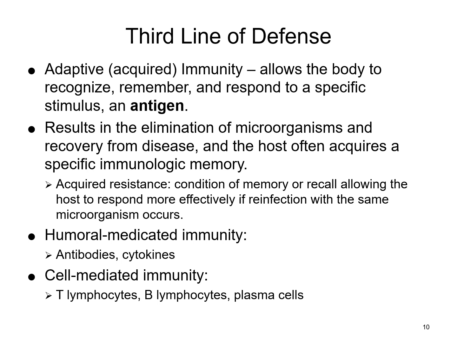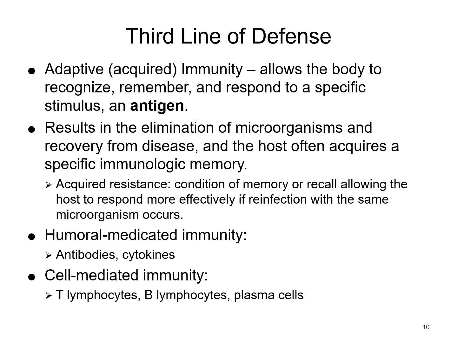Adaptive immunity can result in the elimination of microorganisms and recovery from disease, and the host will usually acquire some sort of specific immunological memory to that particular condition. This is what we refer to as acquired resistance. This is when the memory cells, or some sort of recall, allow the host to respond more effectively if reinfection with the same microorganism takes place.